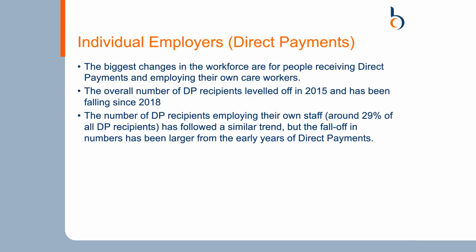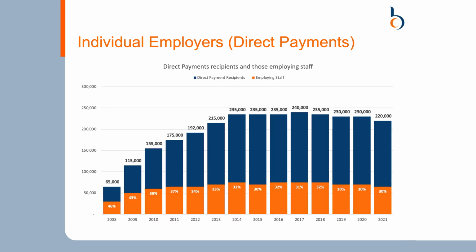One new thing that comes out of Skills for Care data is information on direct payments, and particularly individual employers. That's people who have direct payments and are employing their own care staff. The overall number of direct payment recipients has levelled off more or less. It's slightly dropped. The number stayed pretty steady, but declined very quickly from the initial start, which you can see on this slide.